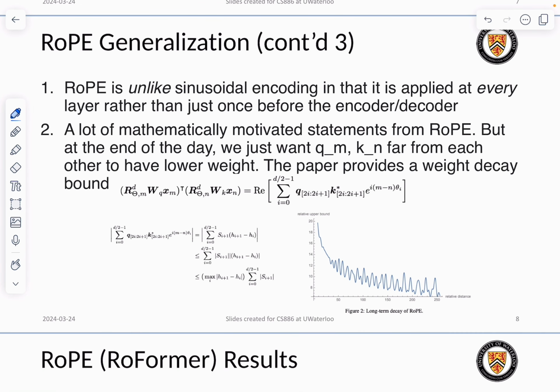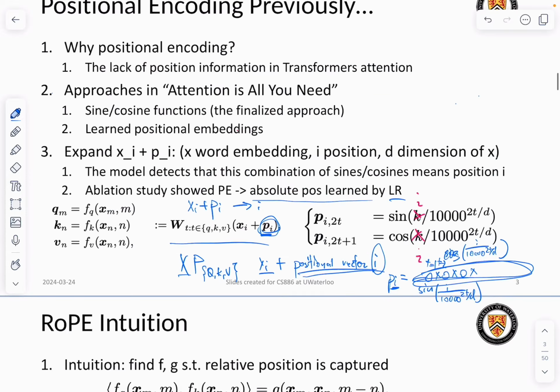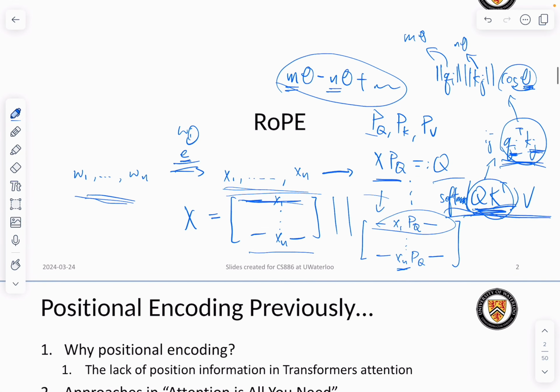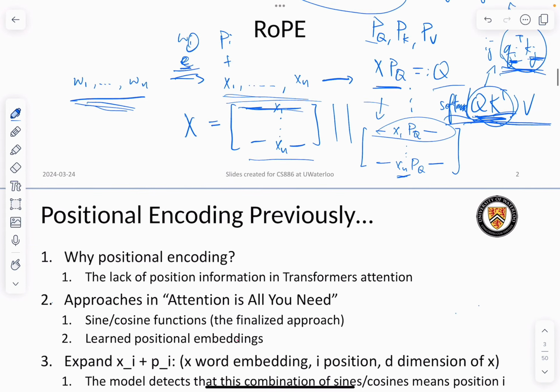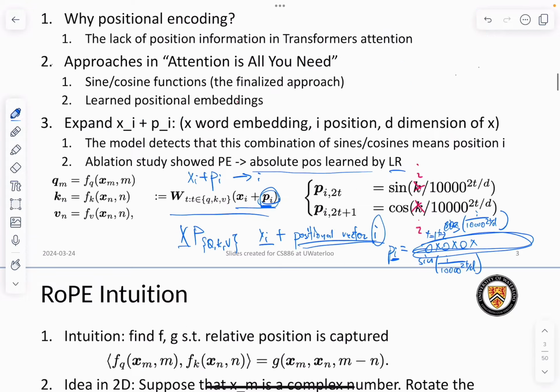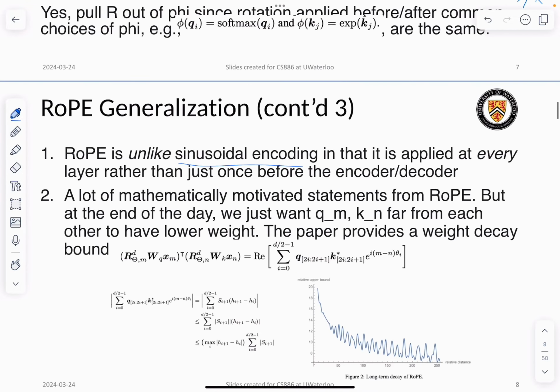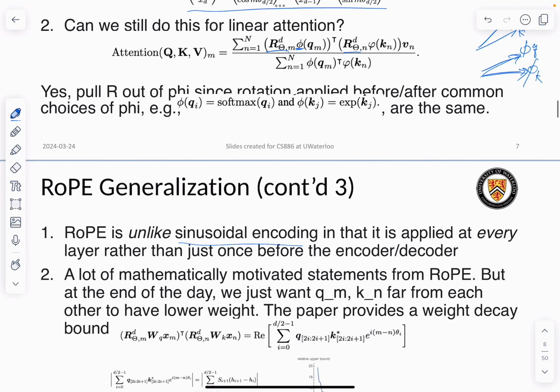Okay, another thing to note is that sinusoidal encoding is applied at the very beginning. It's applied right here. When the word is mapped to an embedding, we add a positional encoding P_i here, and it's only applied once throughout the entire transformer architecture. However, for RoPE, it is applied at every Q and K. Every time you do this multiplication, you apply RoPE.